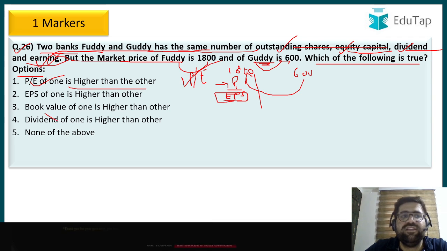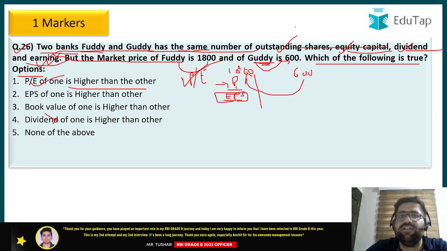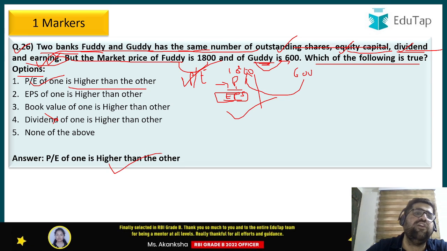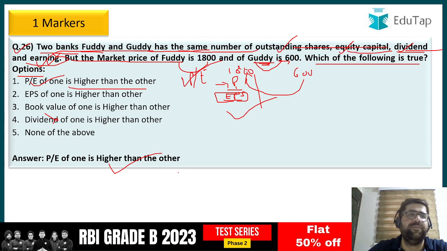Why? Because dividend cannot be the right answer, because nothing. It is clearly given that dividend and earnings are same. Therefore the PE logic works correctly, and the answer will be that PE of one is higher than the other. Very easy if you know the concept.